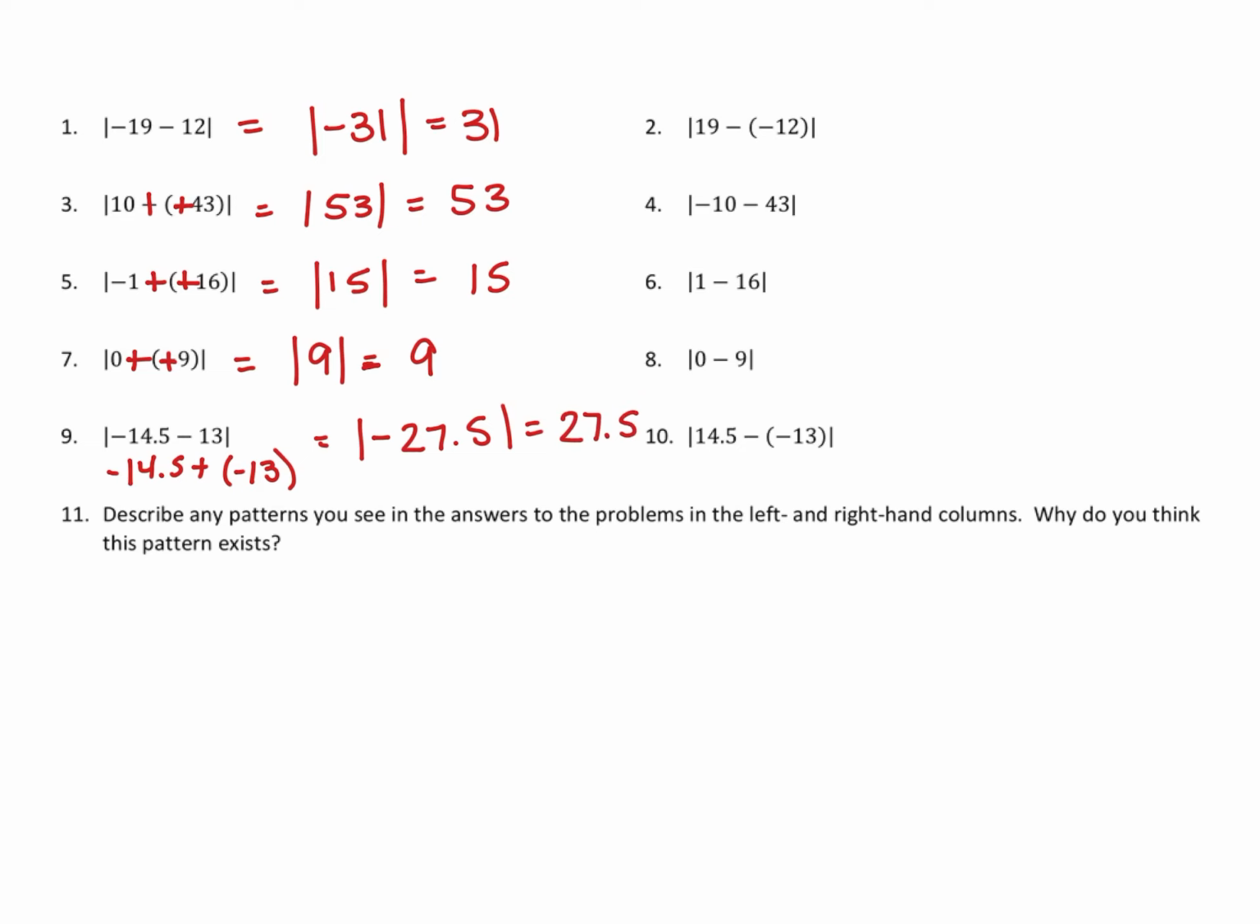On the right side, leave, change. 19 plus 12 is 31. It's an absolute value, so we spit out a positive number. Negative 10 plus negative 43 moves us farther into the negatives. So we are at negative 53. And absolute value says your answer needs to stay positive.